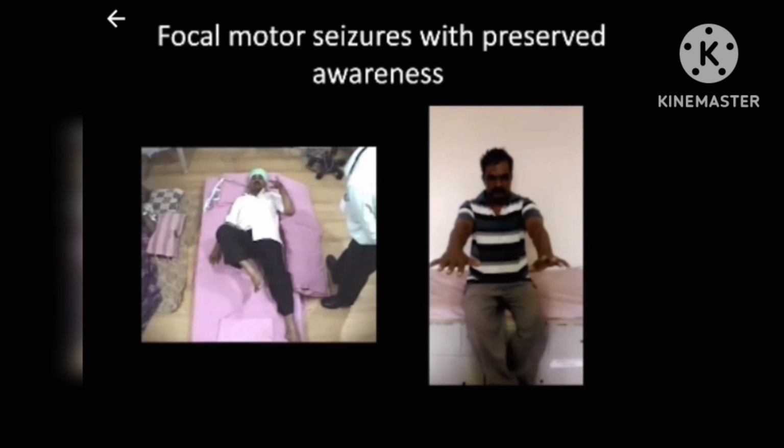But awareness is preserved. He is fully aware. He is actually describing to the technician that, okay, I'm getting this attack. So that is a focal motor seizure.